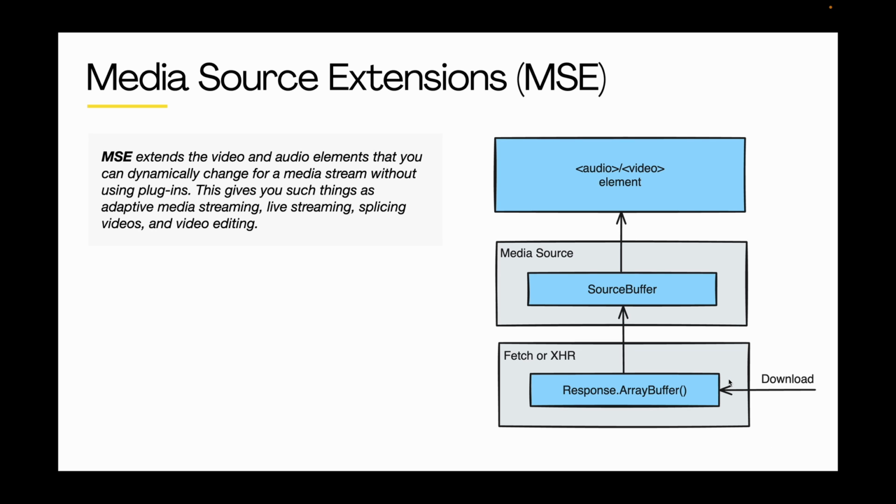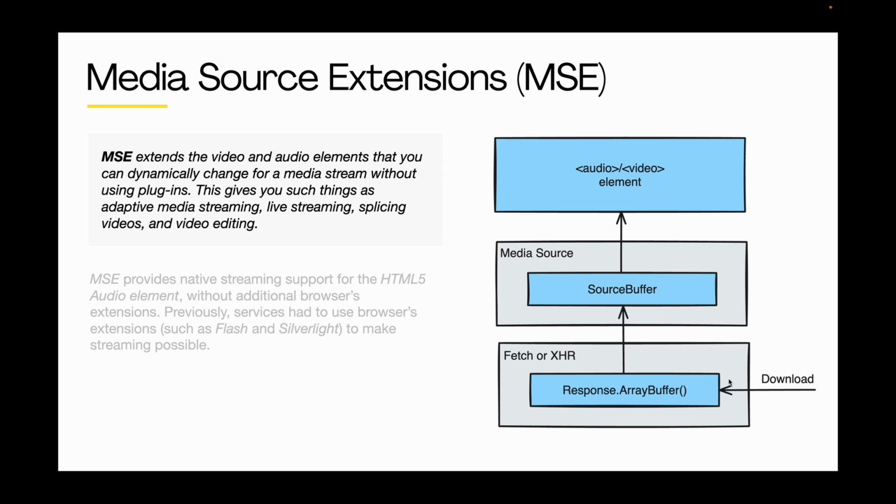Media Source Extensions extends the capabilities of video and audio elements, enabling dynamic changes to a media stream without requiring plugins. This technology supports features like adaptive media streaming, live streaming, video splicing, and video editing. MSE provides native streaming support for the HTML5 audio element without the need for additional browser extensions. Previously, apps had to rely on browser extensions like Flash or Silverlight to enable streaming.